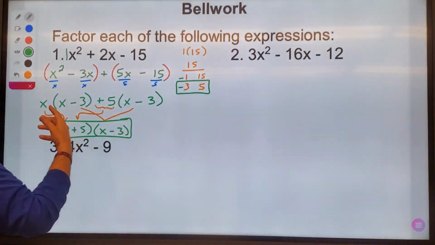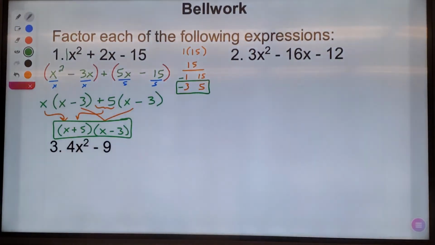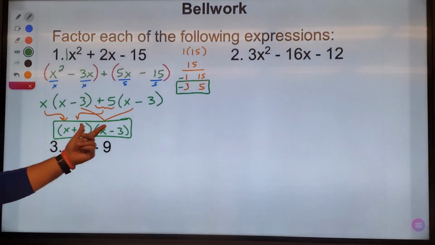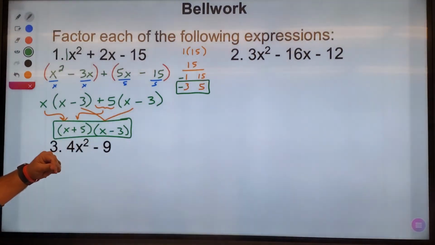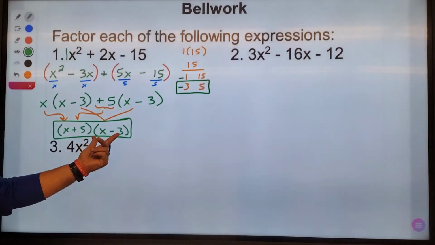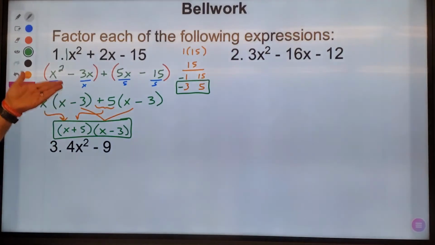Because again, if I distribute this to check my work, I have x times x minus 3, which was that, and then plus 5 times x minus 3, which is that. And then it works its way back up.